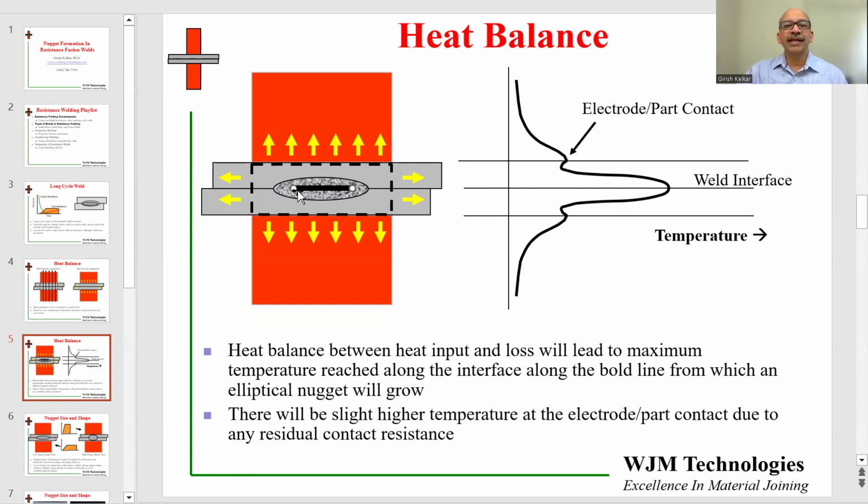Once you create the maximum temperature along this line, that temperature then translates into fusion. So then you start growing the weld nugget. And that's what I'm showing over here: the weld nugget, which is forming at the interface.